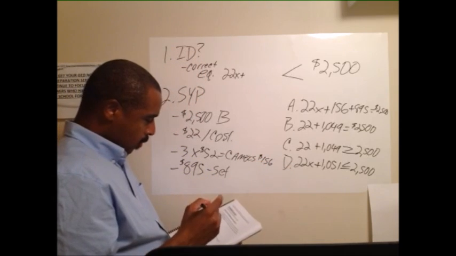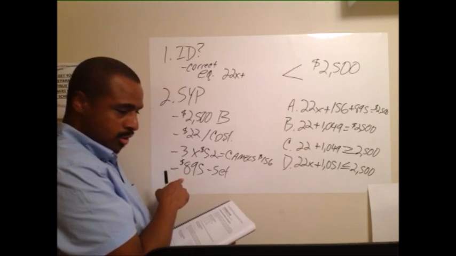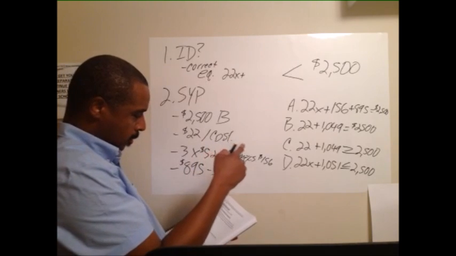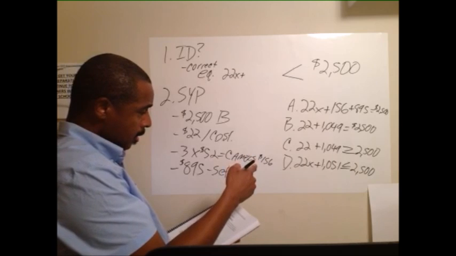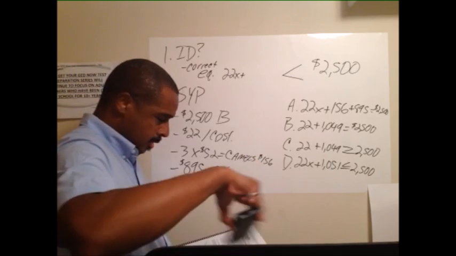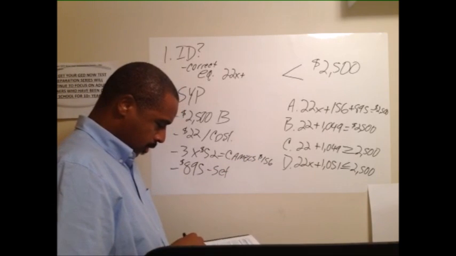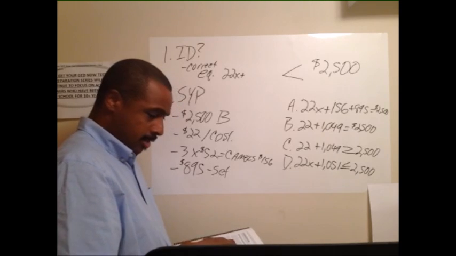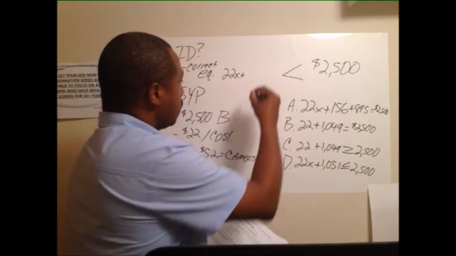And then we also know that the set was $895. So we know that the camels were $156. Let me just work that on my calculator here. Plus the set itself was $895. It's $1,051.